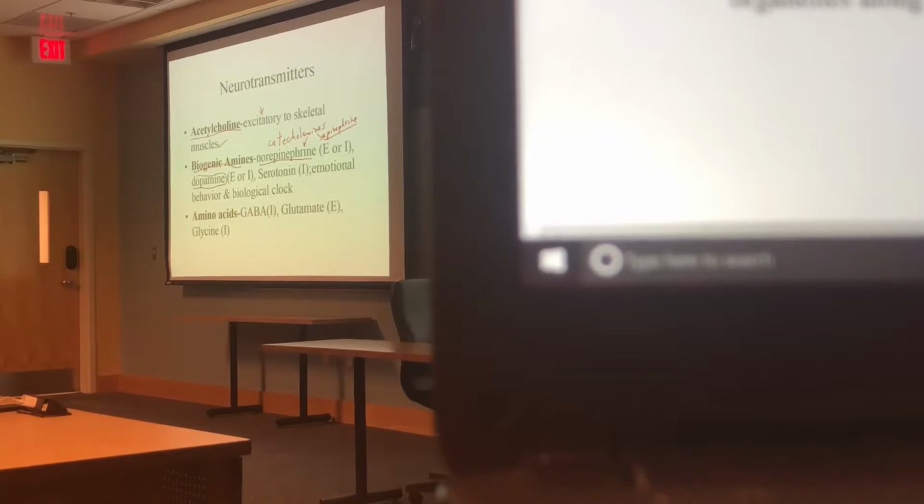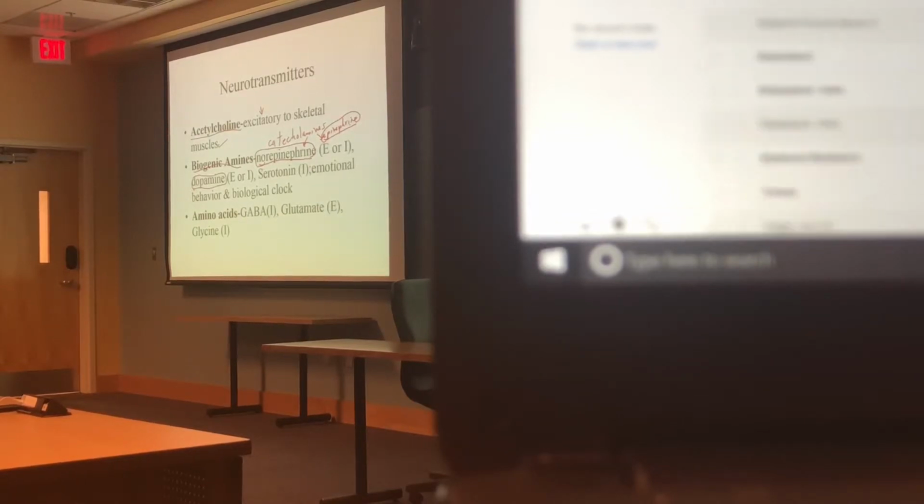Okay, so I'm going to circle the catecholamines: norepinephrine, epinephrine, and dopamine. Those are the so-called catecholamines. I'm going to bring this up again when we start to talk about how these things function in terms of uptake or in the synapse.